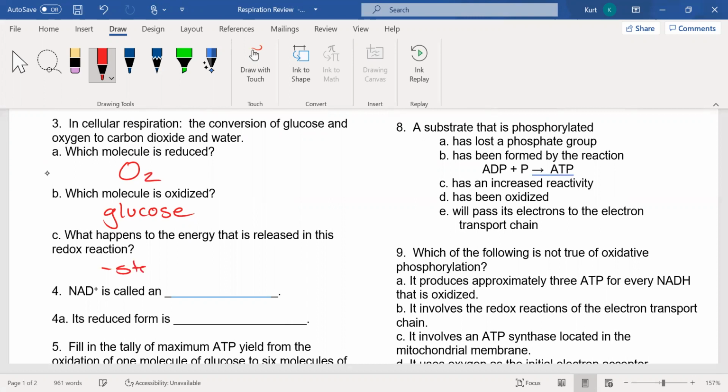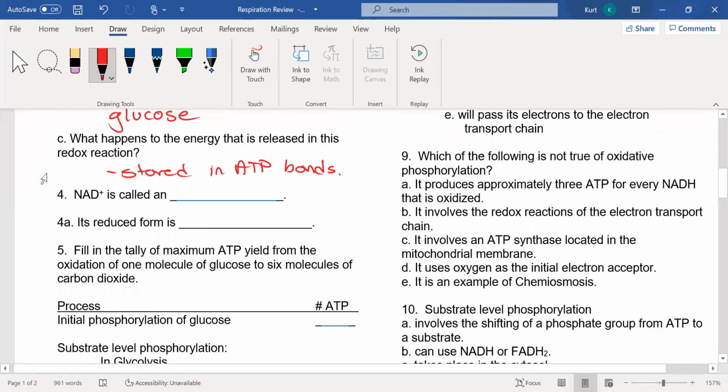What happens to the energy that is released in this redox reaction? It is stored in ATP bonds. If you just put ATP, that's fine, but if you want to get really specific, it's in the bonds. When you store energy within bonds, that's like potential energy. Then when you break the bonds, energy is released. Yeah, Drew. It's stored in ATP. That's fine.